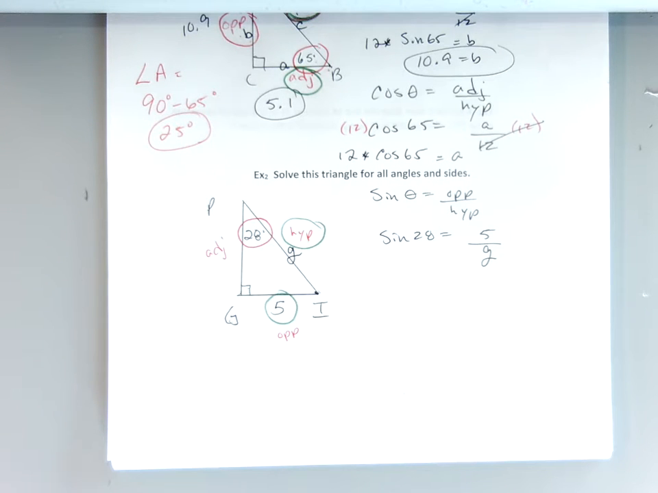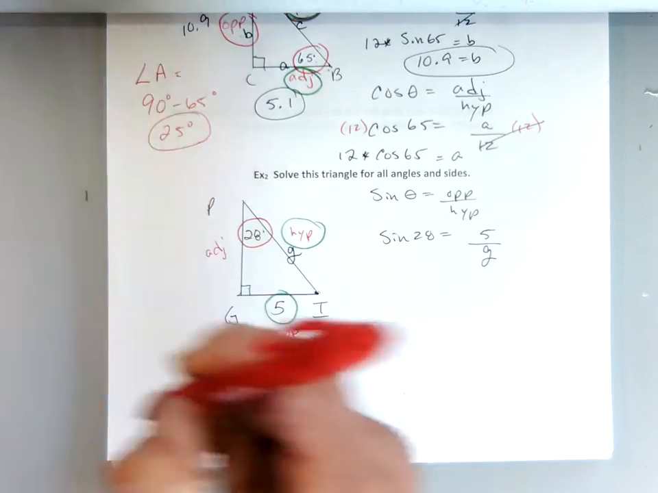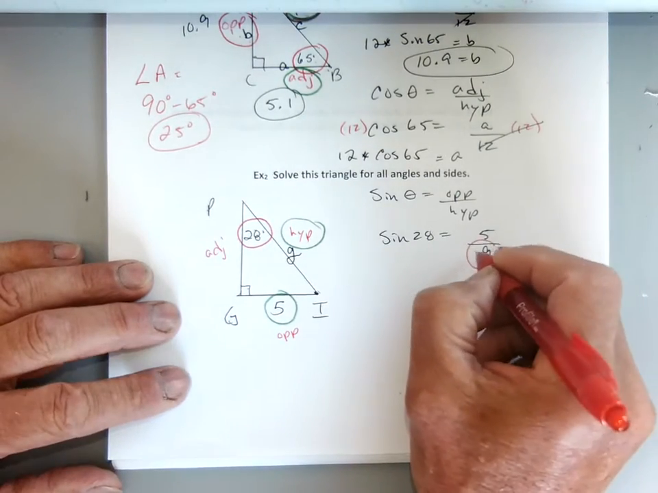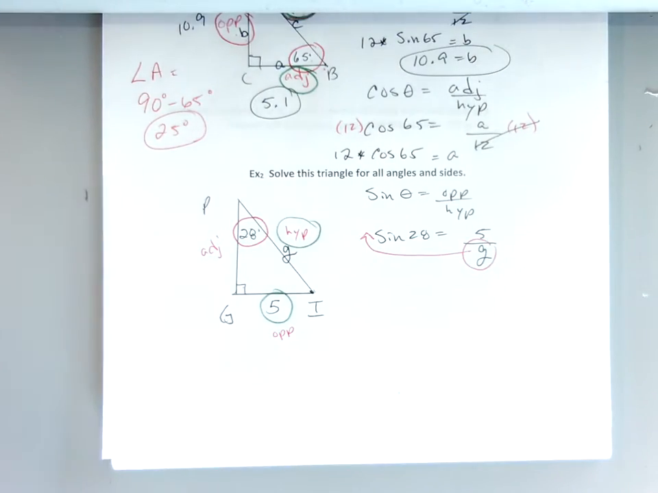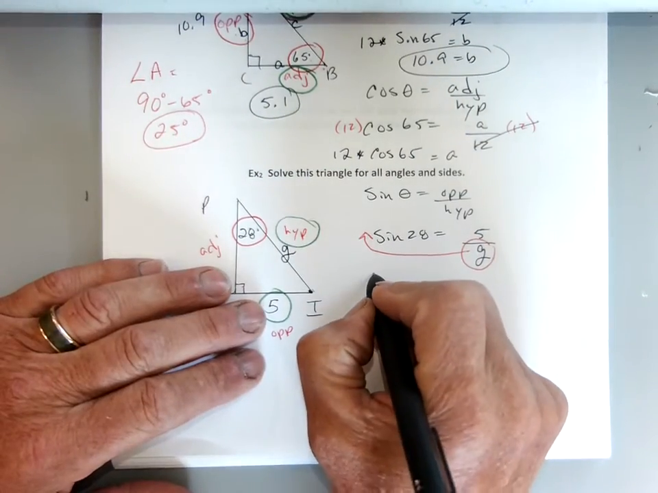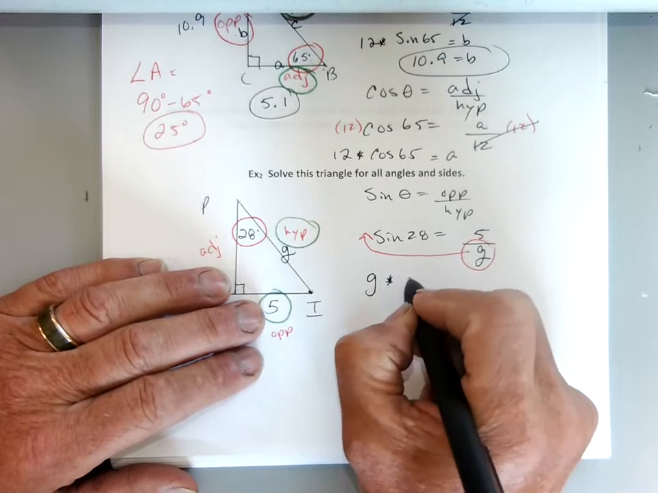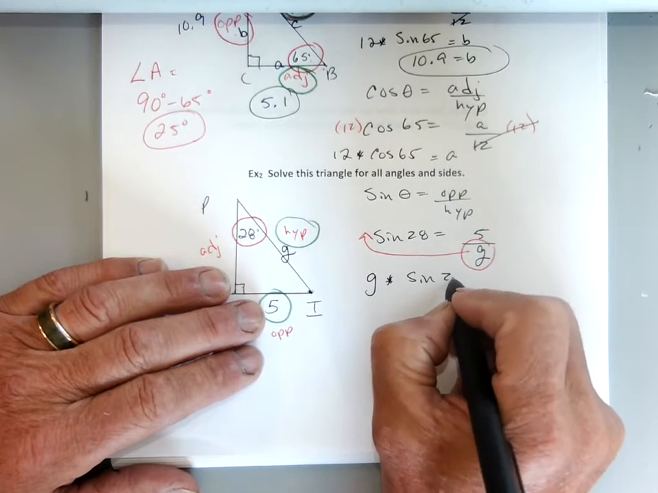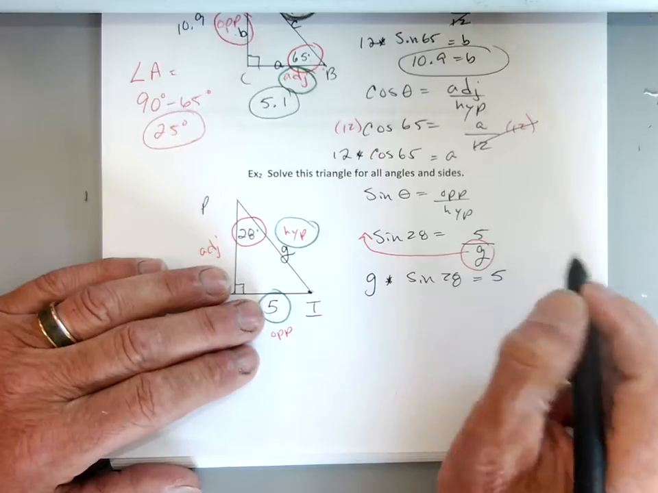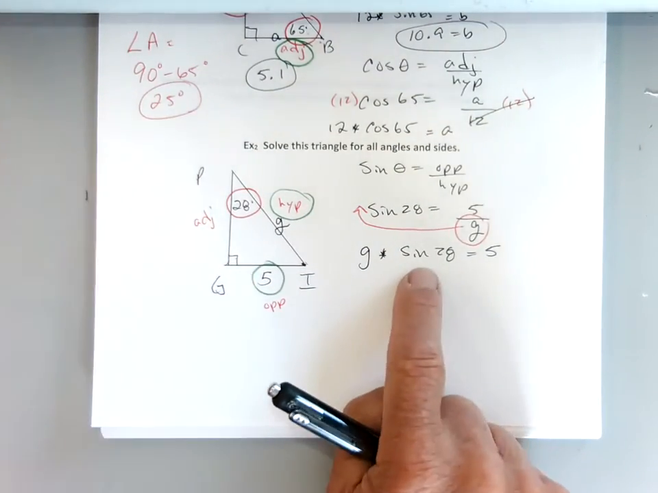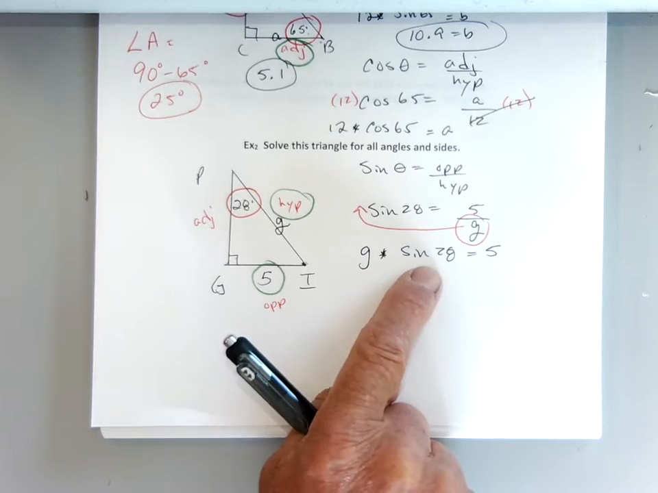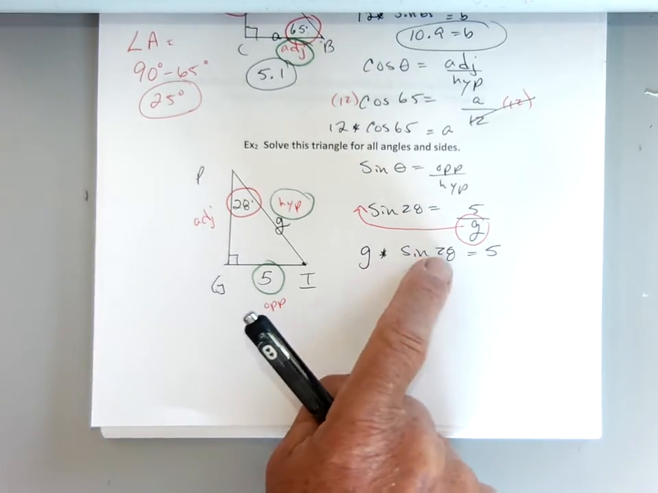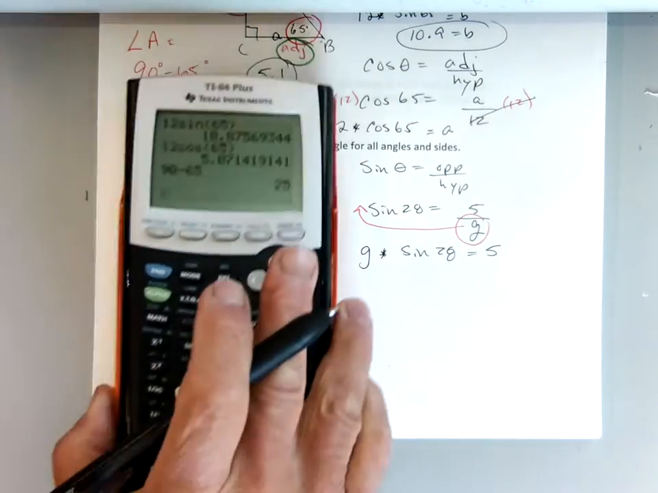Now I'm going to multiply it by g, but that won't solve it yet. If I multiply both sides by g, in a sense, I'm just multiplying g up here. And then I get g times the sine of 28 equals 5. Now, sine of 28 is just a number. It's a number in our calculator. So g times sine of 28, that's just some decimal in my calculator. In fact, I'll just show you real quickly.